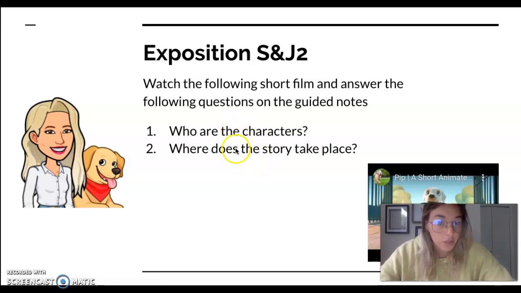Who are the characters and where does the story take place? So basically what you're trying to do is you're looking at the exposition of the short film, and you are telling me what you learn as the reader or viewer in the exposition.